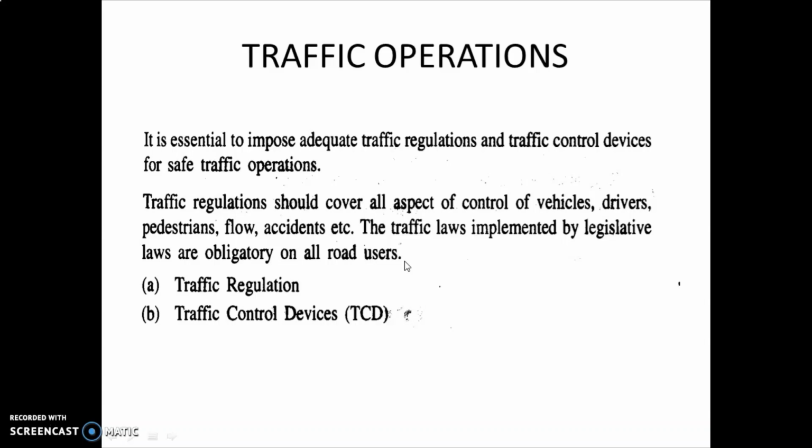Now next topic is traffic operation. It is essential to impose adequate traffic regulation and traffic control devices for safe traffic operation. Traffic regulations should cover all aspects of control of vehicles, driver, pedestrians, flow, accident, etc. The traffic laws implemented by legislative laws are obligatory on all road users. So in that, there are traffic regulation and traffic control devices, which is called TCD.